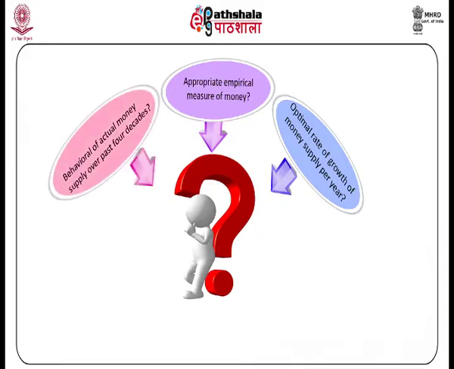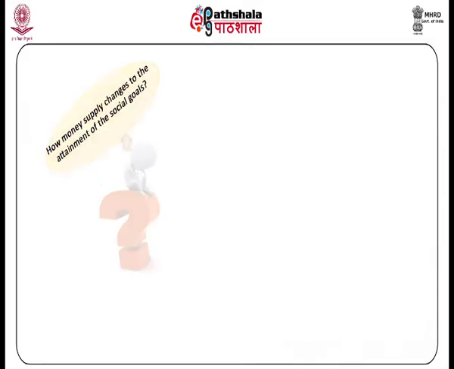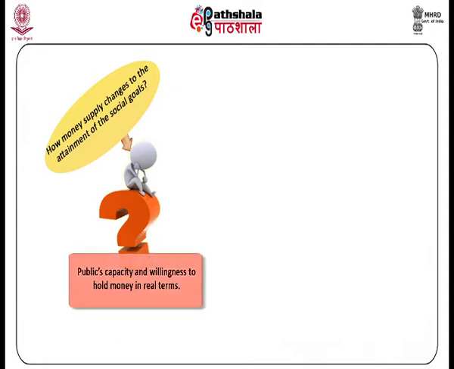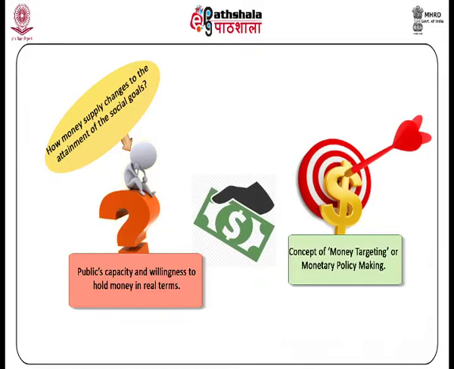Behavior of actual money supply over past 4 decades. How money supply changes relate to the attainment of social goals. The explanation of this question is provided by the public's demand for real money. This demand indicates the public's absorptive capacity or willingness to hold money in real terms, given the values of the several specifiable key determinants of the public's demand for money. This point is central to the whole concept of money targeting or monetary policy making.